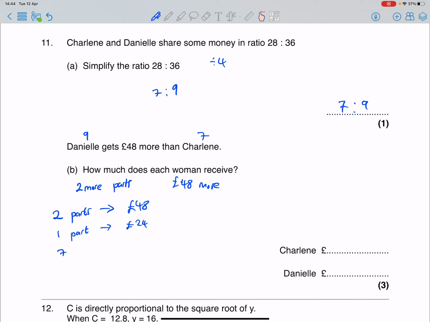And then to get 7 parts, we times by 7. So 24 times 7 is 168. So 168 for Charlene. And then if we times by 9, we get 9 parts. And when I say times by 9, we're timesing the 1 part by 9. So therefore 9 parts is going to be, well, 24 times 10 is 240. Take away 24 is 216. So that's 216. There we go. All right, let's keep going.